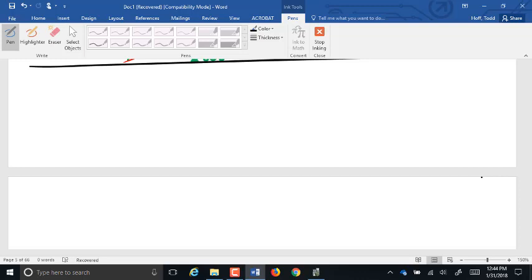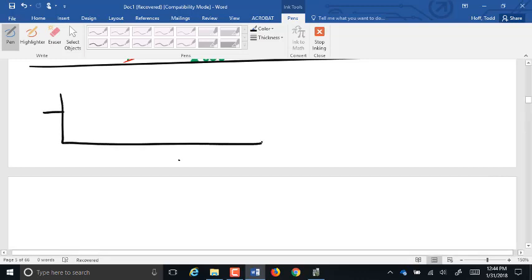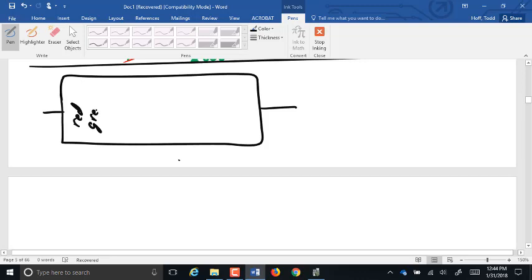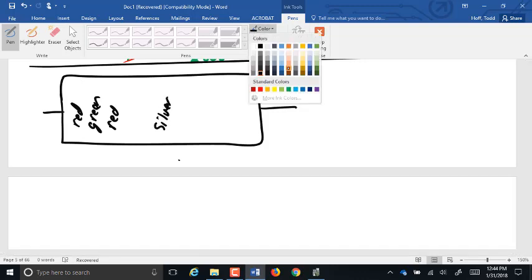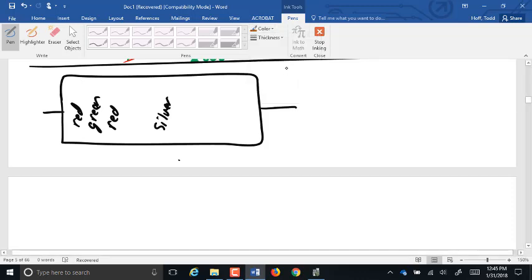Is this your color code? If I give you red, green, red, silver, are you guys capable of reading it? Chart? You don't have the colors memorized?